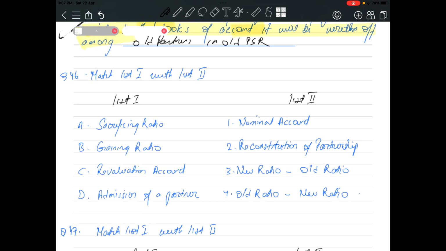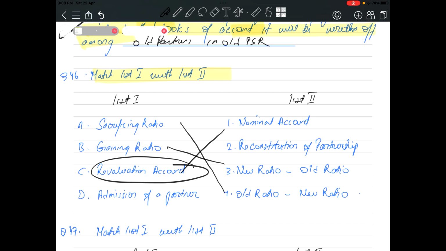Now let's come to question number 46. Match list 1 with list 2. Sacrificing ratio will be old ratio minus new ratio. Gaining ratio will be new ratio minus old ratio. Revaluation account will be a nominal account, because we know that revaluation account is of nominal nature. It is a temporary account. I will discuss this later, when we solve questions on admission of a partner and reconstruction of a partnership firm. So this is the answer for question number 46. Note this down.